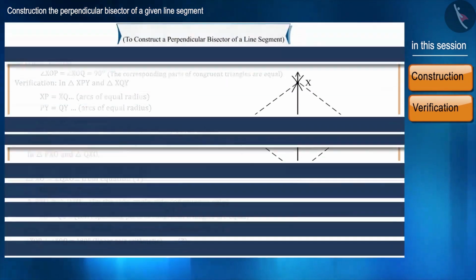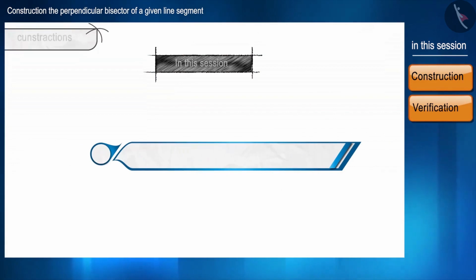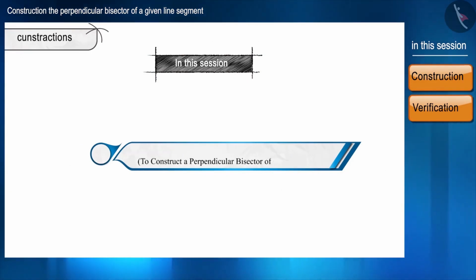Friends, that's it for today's session. Today we learned to construct a perpendicular bisector of a line segment and also learned to prove it.